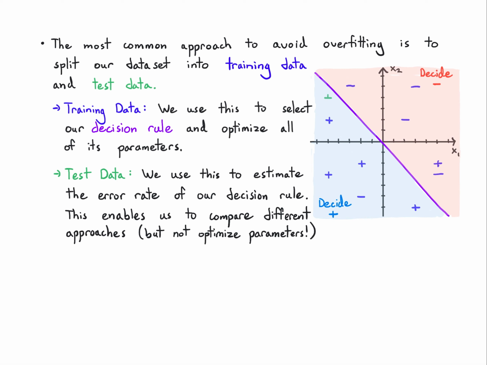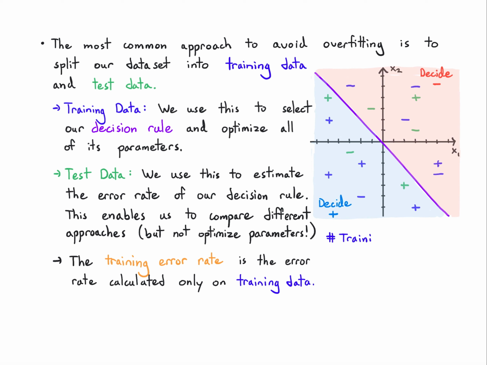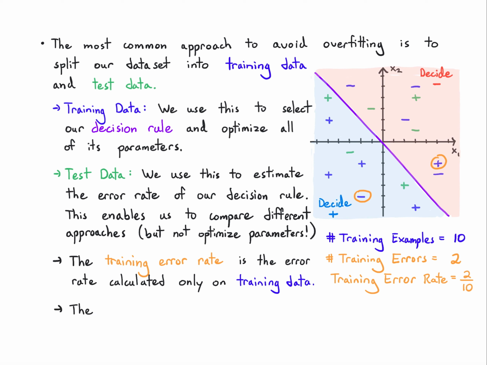Okay, so here I'm going to reveal in green some test data. So I get these pluses and minuses. So the key thing to note is that these blue training data and green test data all come from the same original data set that I've split into two parts. So the training error rate, that is going to be the error rate that I've calculated only on my training data. So I, in this case, have 10 training examples, and I made 2 errors on my training data set with this decision rule. So my training error rate is 2 over 10 or 20%.